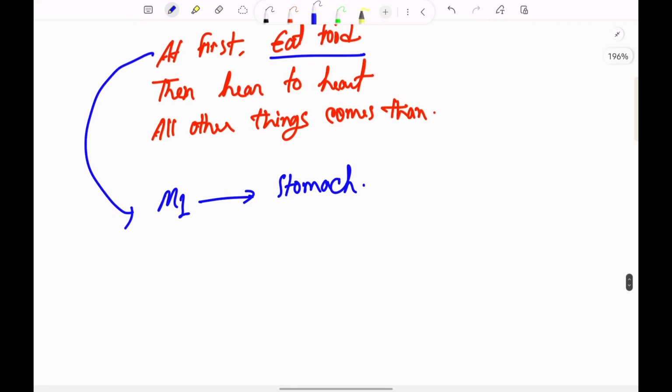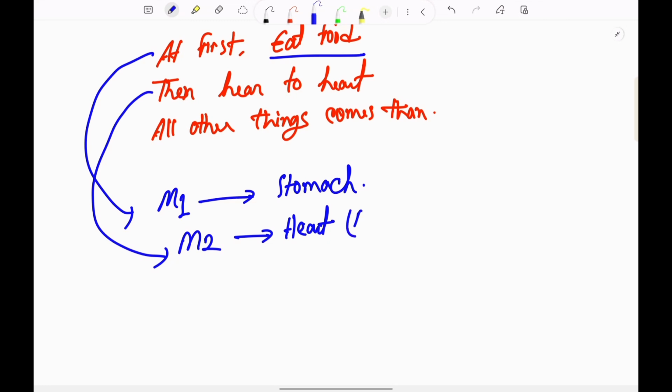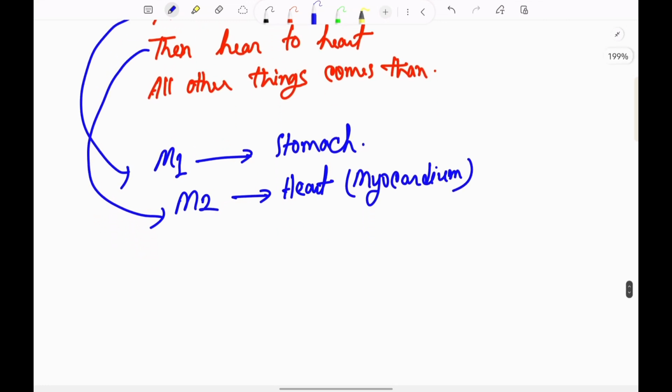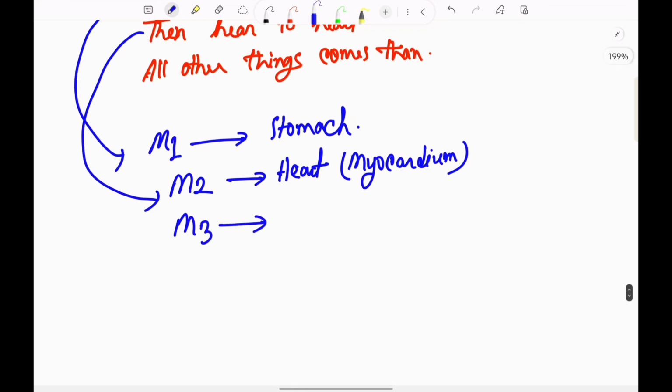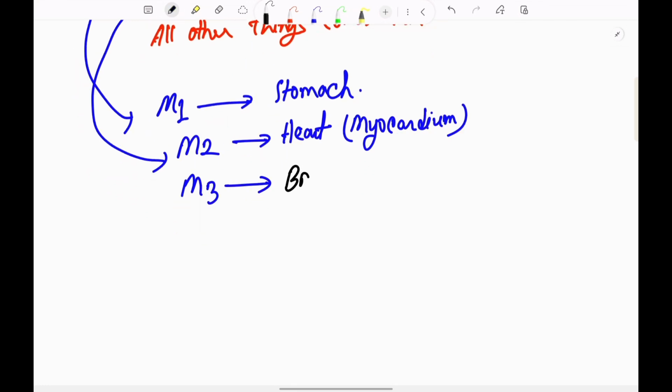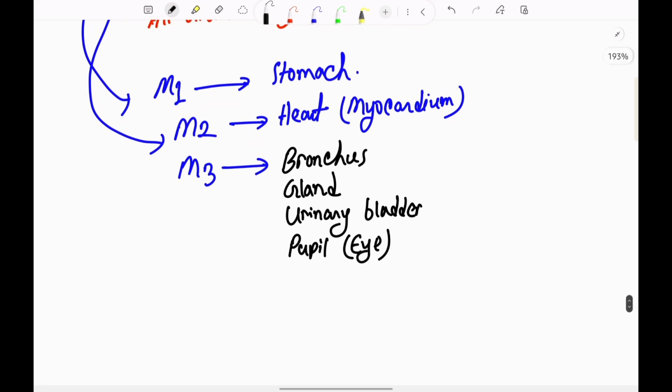And then we will hear to heart. So M2 receptor is located in the heart or myocardium, muscle of heart, and all other locations contain M3. So what are all the other locations? Bronchus, maybe gland, maybe urinary bladder, maybe pupil of eye, maybe gastrointestinal smooth muscle.